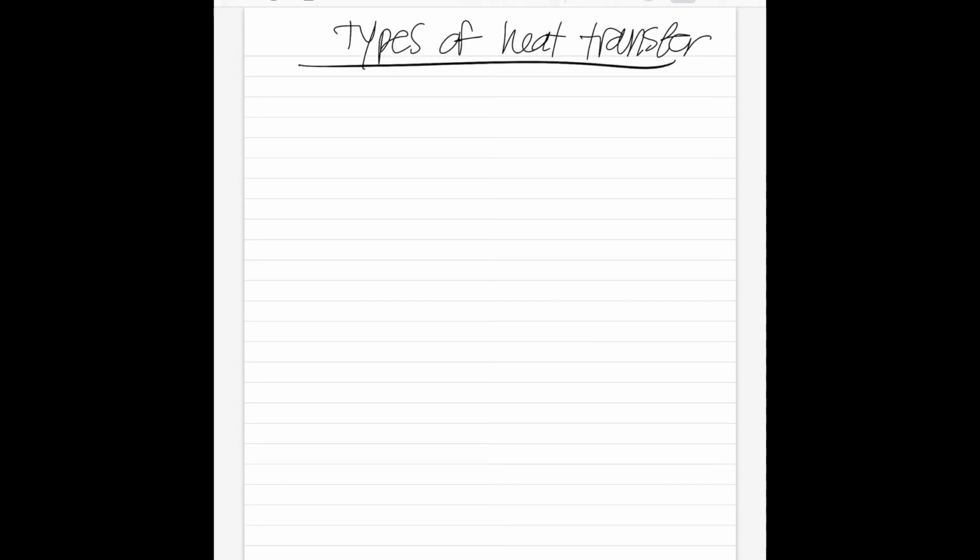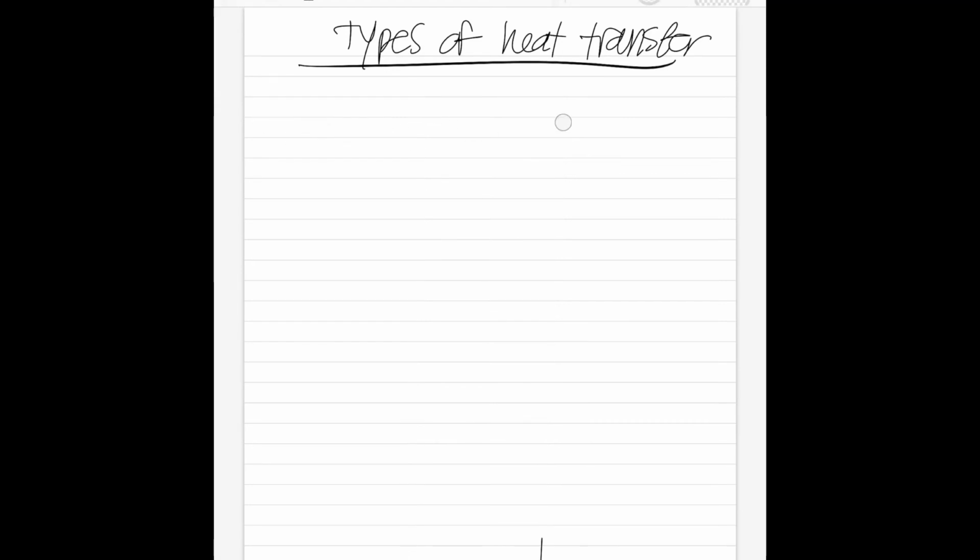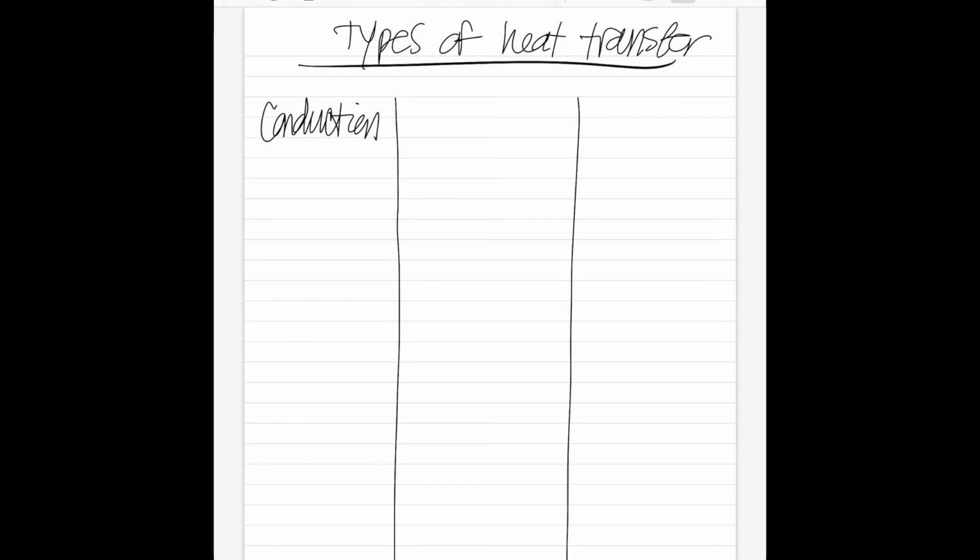Okay, so the first type we're going to talk about is conduction. So this is the second page of the notes document that you're supposed to be looking at. Let me make this a little smaller. So the definition for conduction is heat transfer through direct contact.